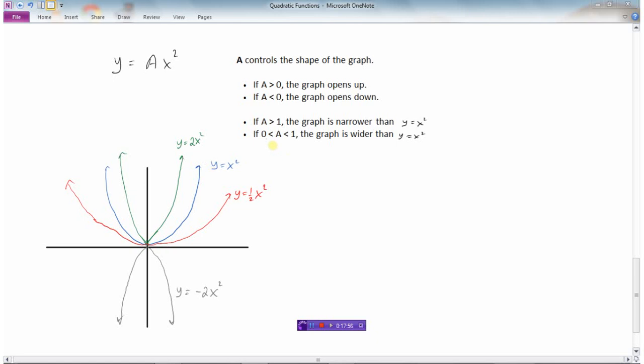And then if a is between 0 and 1, so it's a fraction in other words, like y equals a half x squared, then the graph's going to be wider. So we get this one like this red one. And what's really happened here is all the y values are half of what the original ones used to be in y equals x squared. So that's what happens when we muck around with the coefficient of x squared. We can change the wideness or how skinny the graph is, and we can make it flip upside down.